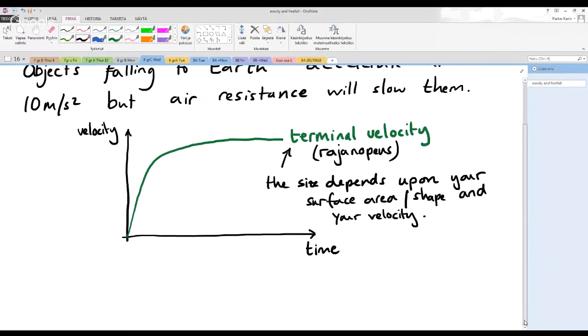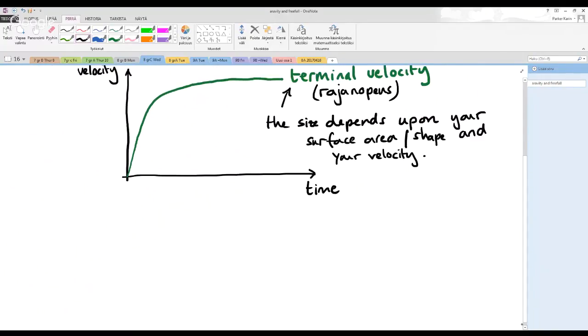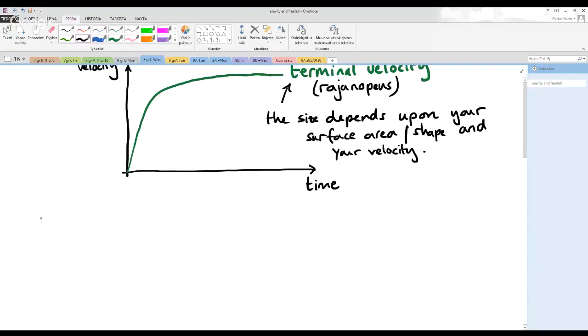Close book. Okay, so on the moon, g is 1.6 meters per second squared.